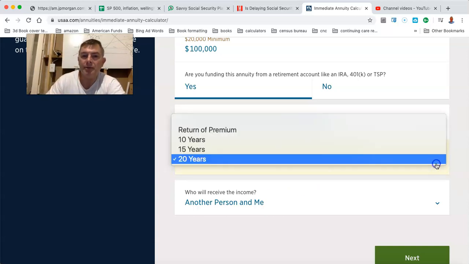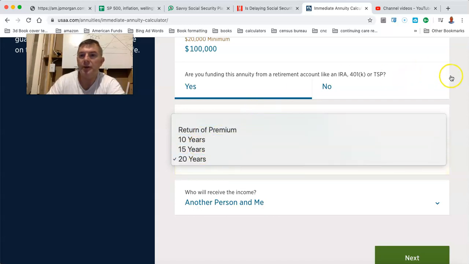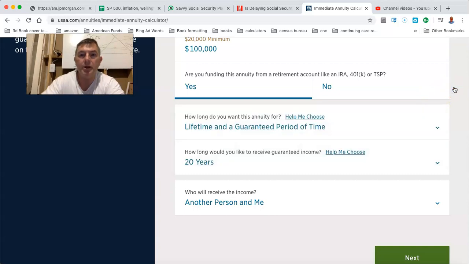And you have the option. You can do return of premium. You can do 10 years, 15 years, 20 years. I've always found that the 20-year lifetime guarantee is absolutely the way to go. Absolutely. The shorter the guarantee period, the more you'll make, but it's not enough to give up the extra guarantee of making sure that either you or your heirs have the money for at least 20 years.